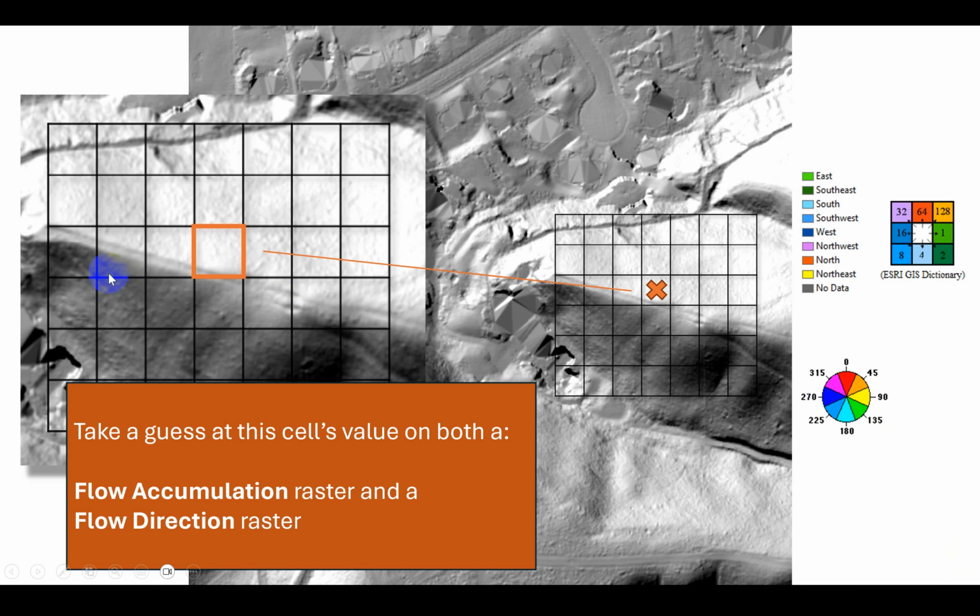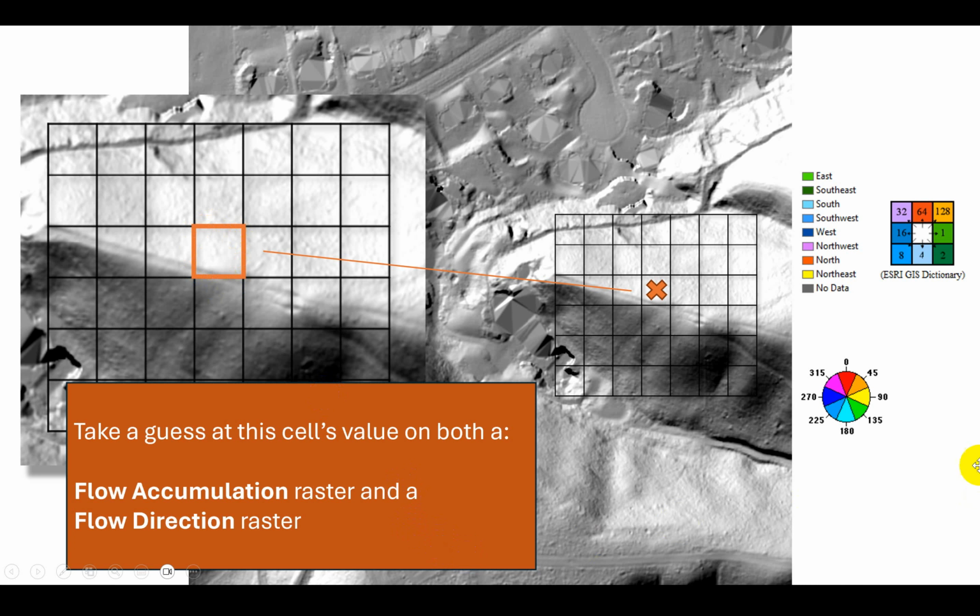The flow accumulation value here would be 0 because it's sitting at a ridge line and there wouldn't be any cells flowing into it. It's possible that maybe some trace amount would be, but generally speaking, flow accumulation value here would be 0. There are 0 cells flowing into this cell.